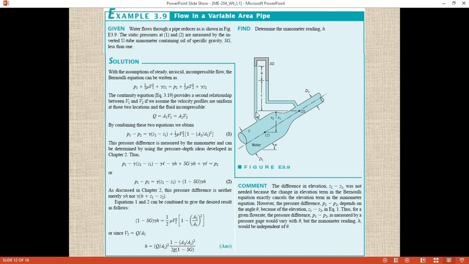From here to this point, it is gamma into Z2 minus Z1, so this is minus gamma (Z2 minus Z1). Then we are going further up, that means gamma into L1, so this is minus gamma L1. Then we are going further up, so minus gamma into H. Now you can bring this equal sign here. If you bring this equal sign here, what will happen? This will go to the other side and this will go to the other side.